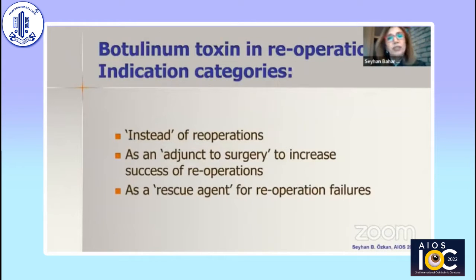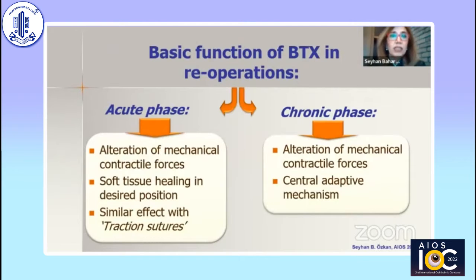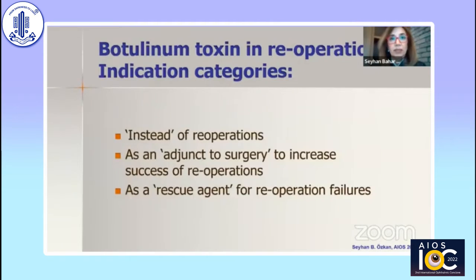So, in reoperations, botulinum toxin may be used either instead of reoperations, as an adjunct to surgery to increase the success of surgery, or as a rescue agent for reoperation failures. So the basic function of botulinum toxin is known: alteration of mechanical contractile forces. However, in the acute phase, additionally, botulinum toxin functions through soft tissue healing in desired position, somehow with a similar effect to traction sutures. In the chronic phase, the additional effect is mostly through the central adaptive mechanism.